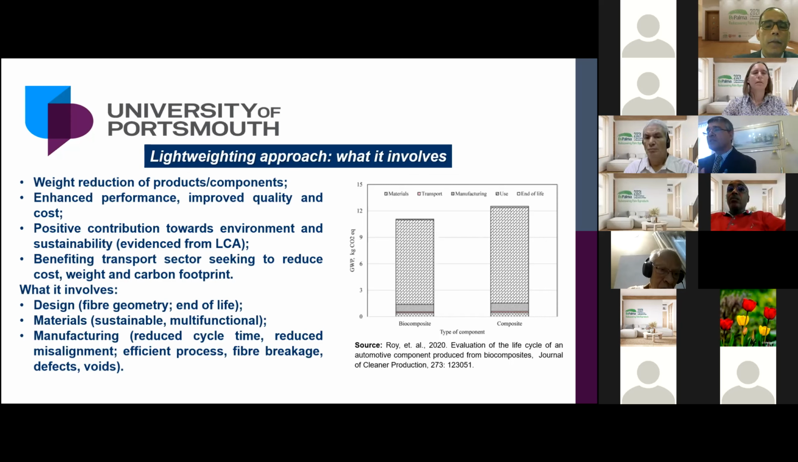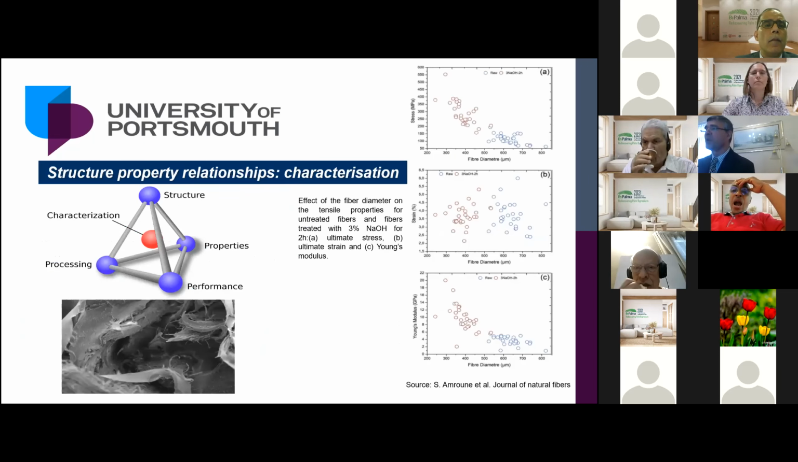So obviously LCA, if we look at biocomposite and composite, biocomposite has better environmental credibility compared to glass fiber in terms of materials, transport, manufacturing, use, and end of life. So these are the 5 different categories we use in life cycle analysis, comparing these 2 materials. So lightweighting involves design of composite fiber geometry, end of life, materials, multifunctionality, cycle time reduction, and so on.